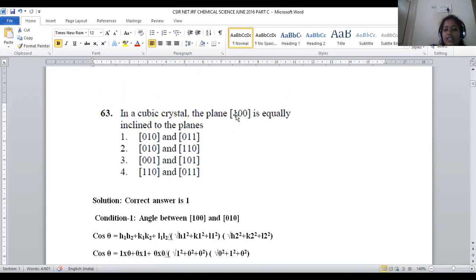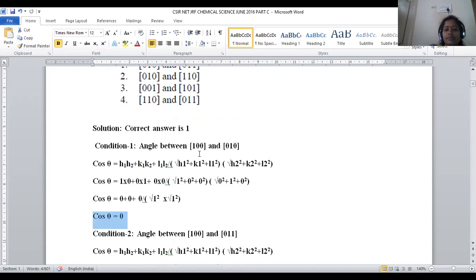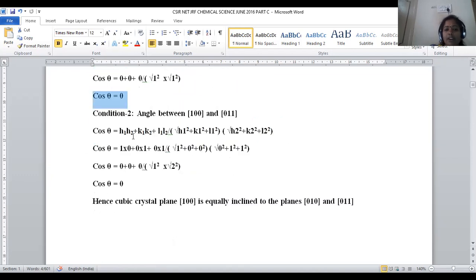And then let us apply the second condition, that is 100 can be correlated with the 011 Miller indices plane. So now let us apply the same formula, H1 H2 plus K1 K2 plus L1 L2 by root H1 square plus K1 square plus L1 square into root H2 square plus K2 square plus L2 square. Let us substitute all the values: 1 into 0, 0 into 1, 0 into 1 will be taken.